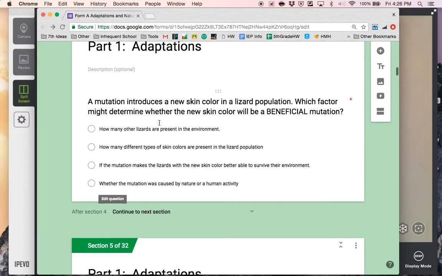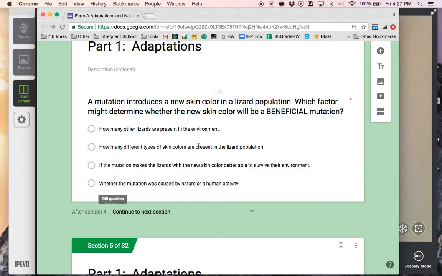Mutation introduces a new skin color in a lizard population. Which factor might determine whether the new skin color will be a beneficial mutation? Okay, so again, we have a new skin color on a lizard. Is it a good thing? Which of these would be good? How many other lizards are present in the environment? Okay, well, I don't know if that's really helpful or harmful. It's just kind of neutral.